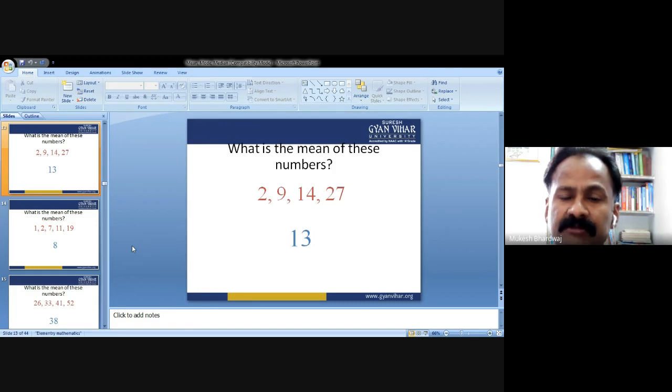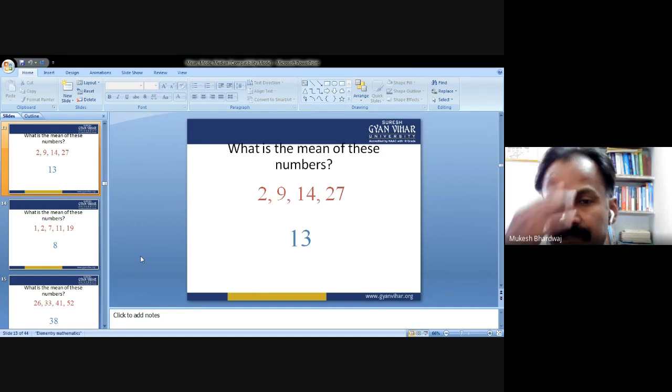What is the mean of these numbers? 2, 9, 14, 27. What is the average of these numbers? Tell me. The average is given in front of you, that is 13. But I request all of you, take your pen and paper and start calculating by yourself and bring out the solution. If the solution matches your slide, then it is okay.